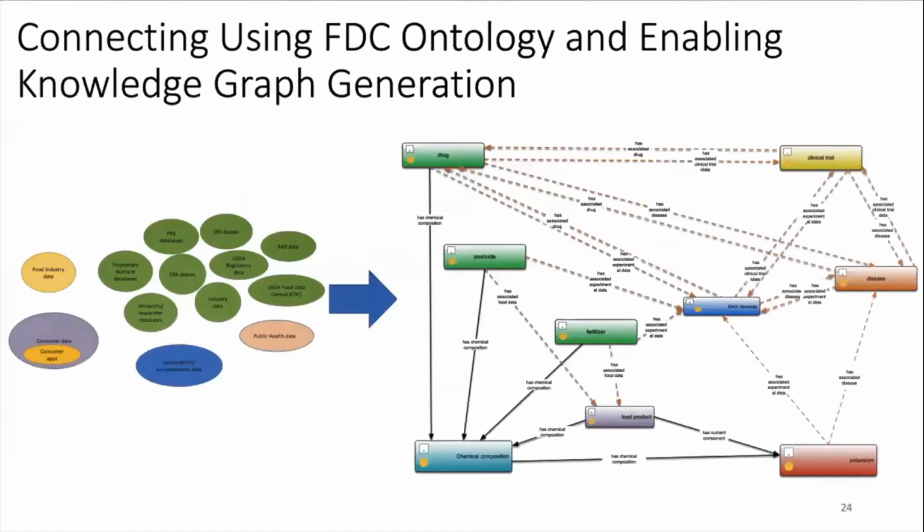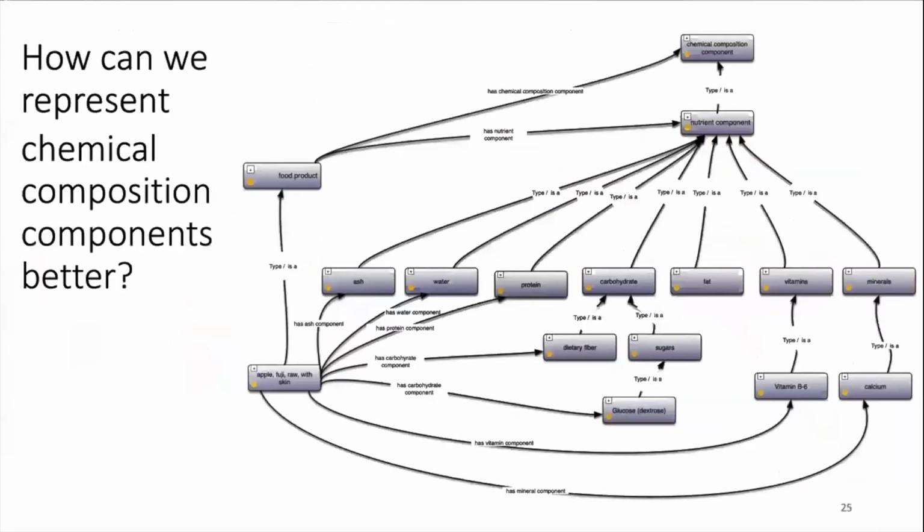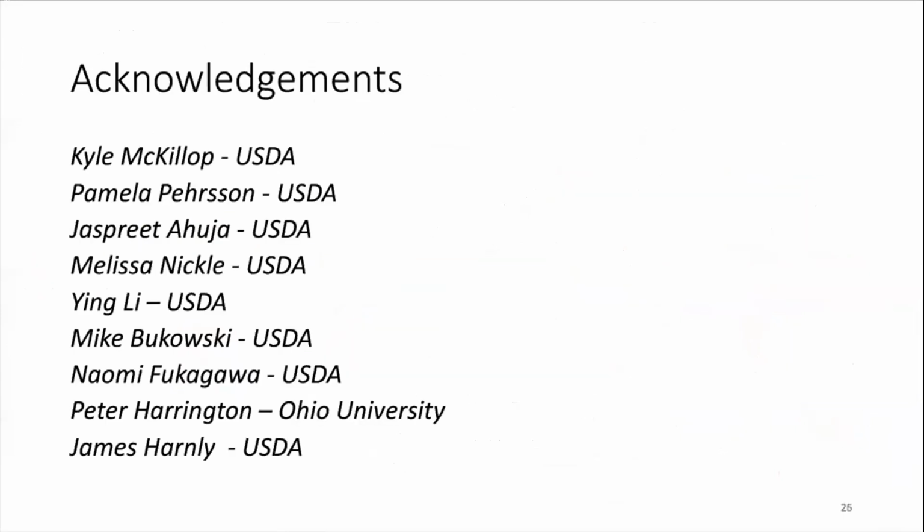Of course, the aim is connecting using FTC's ontology and enabling knowledge graph generation for other pieces of data. And to do that, we really need to focus on how we can represent chemical composition components better. It's a question that we are still tackling today as we're building the ontology using our food product model.